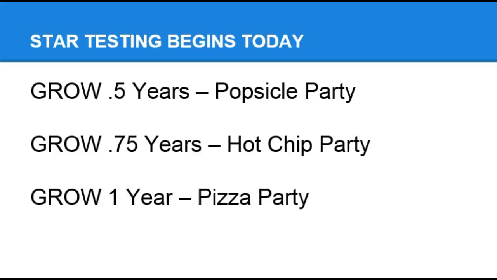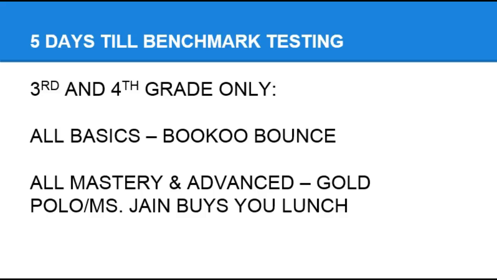Now, here are the incentives that we have. One, if you grow 0.5 years, that means you're growing half a year. We've been in school for half a year. You should grow half a year. You will be earning a popsicle party. Two, if you grow 0.75 years, you will earn a hot chip party. And then if you grow 1 year, you will be earning a pizza party. Now, this is for both math and reading. We want to celebrate growth because it's really important. And so these are the different things that you can earn for STAR testing. It does begin today and it continues throughout the week.